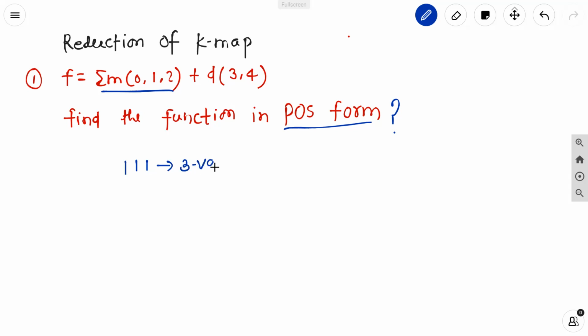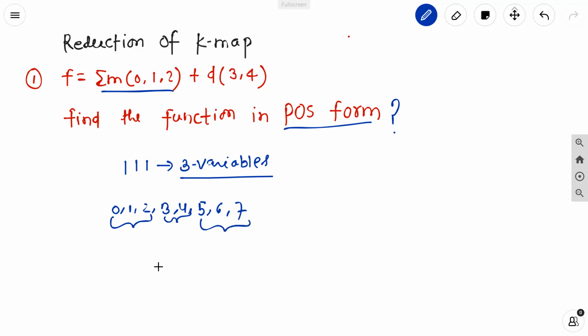Highest term is 4, so we represent it using three variables. In three variables, the maximum term is 7, so we have 1, 2, 3, 4, 5, 6, and 7. So 0, 1, 2 are min terms, and 3, 4 are the don't cares. What are the remaining terms? The remaining terms are 5, 6, and 7. So these are the max terms.